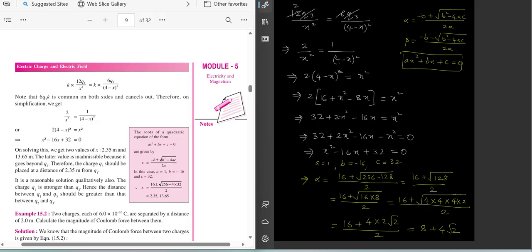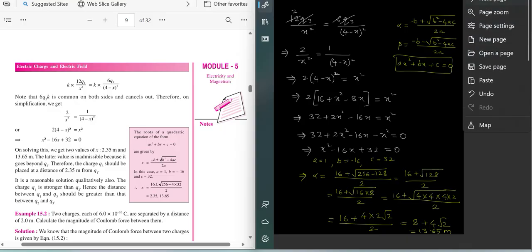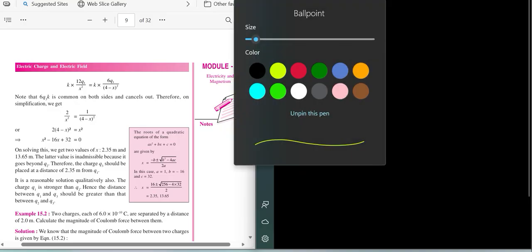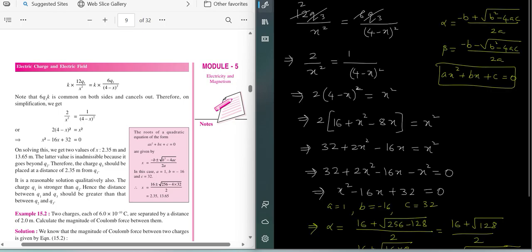So it's approximately 2.35 meters and 13.8 plus 4 is 12. And so this will be 13.65 approximately if you use the calculator. 13.65 meter. And the other value, beta, is similarly the same thing but with a negative symbol here.